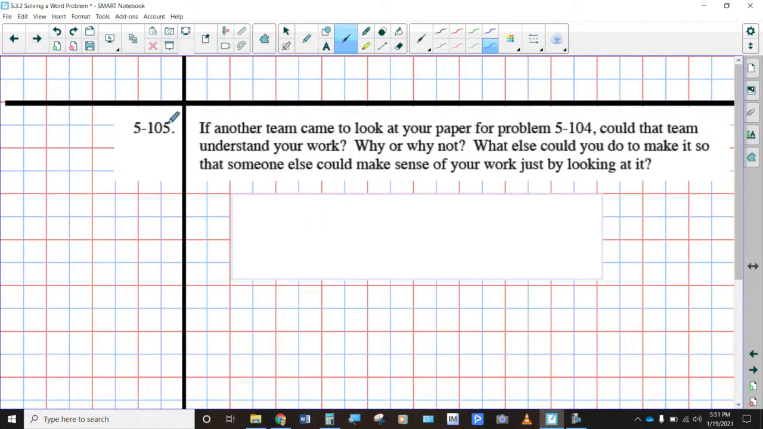So question number 5. Now, we're not working in teams, but this is just something good for you to reflect on, okay? If another team came to look at your paper for problem 104, the work that we were just doing, could that team understand your work? Why or why not? What else would you do to make it so that someone else could make sense of your work just by looking at it? Okay, so this is the part of CPM and the part of the Common Core math that we really are trying to get students to understand.